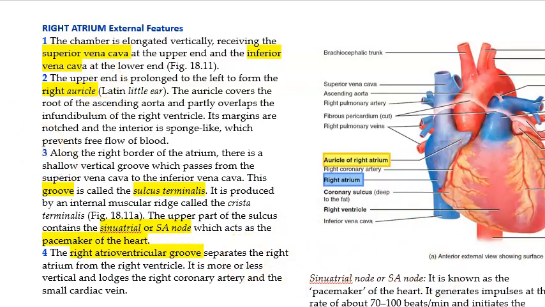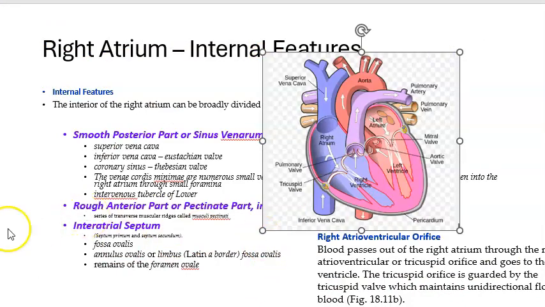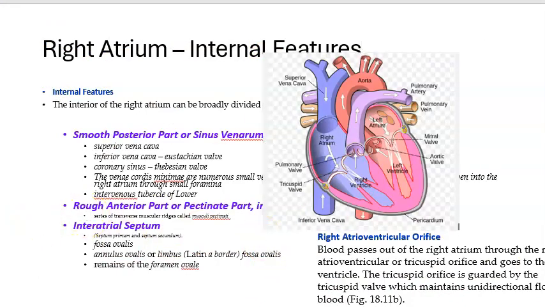Next. In the internal features of the heart, you have seen that in the posterior wall, a lot of openings are there. The superior vena cava is opening. The inferior vena cava is opening via the Eustachian valve. The coronary sinus is opening through the Thebesian valve. Then you have a lot of venae cordis minimae, which drain actually all the four chambers, and then it opens into the right atrium finally. So the right atrium is having so many openings, you can understand, correct? So the posterior wall has all those openings.